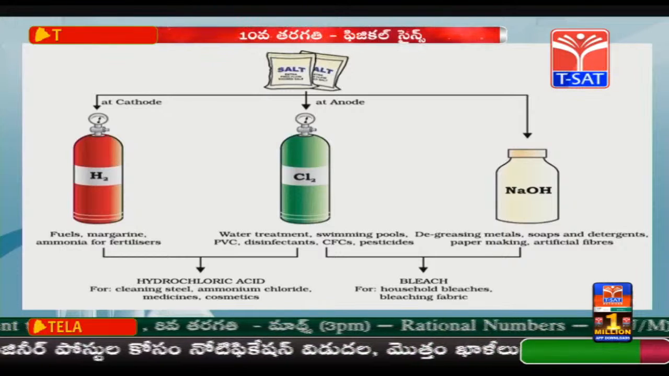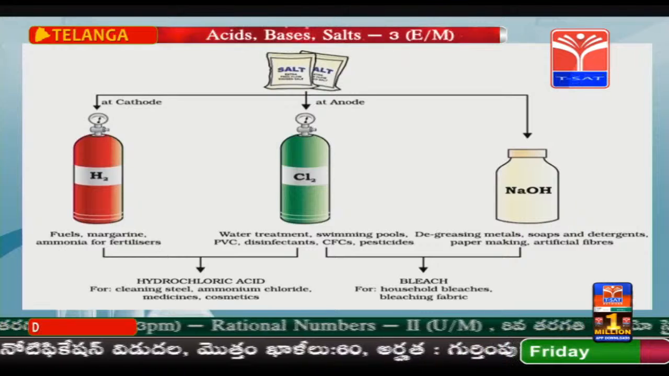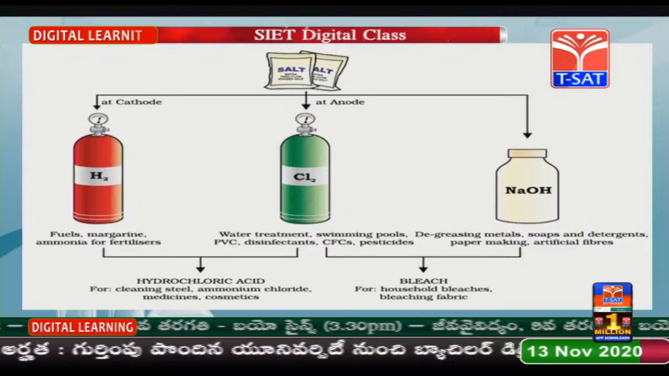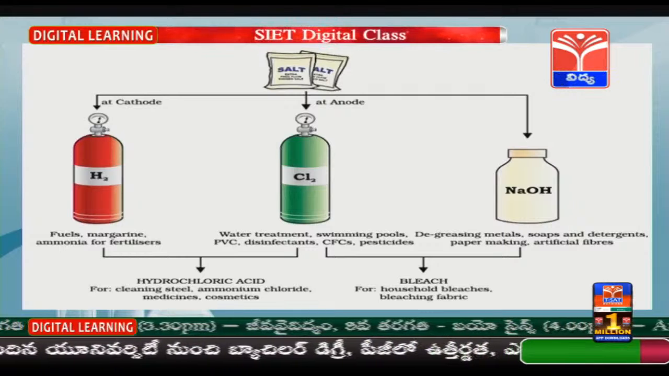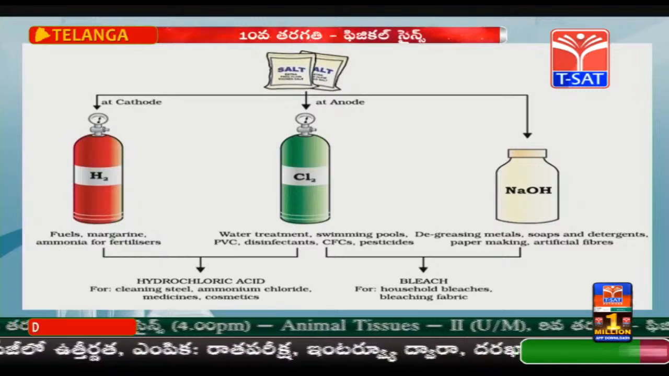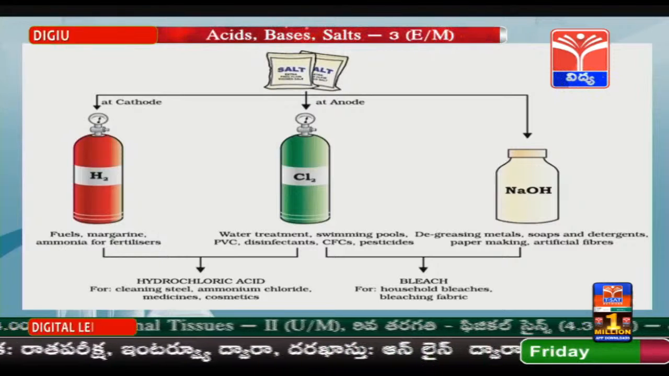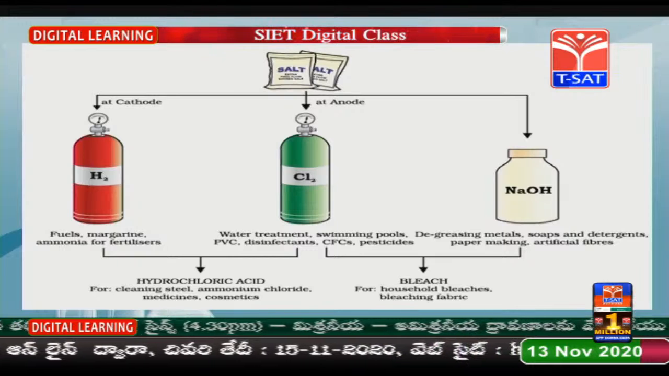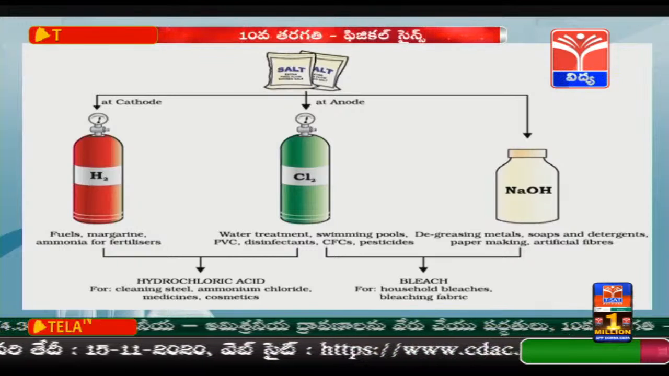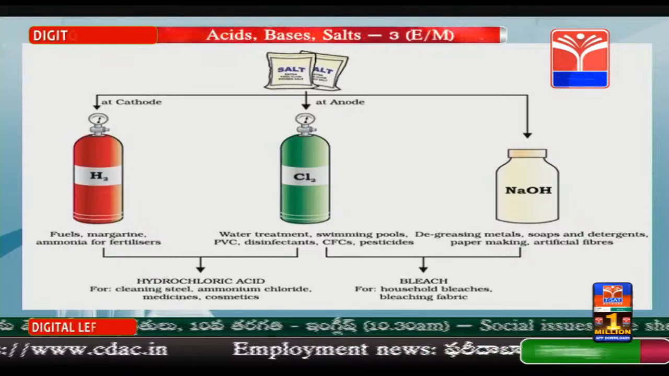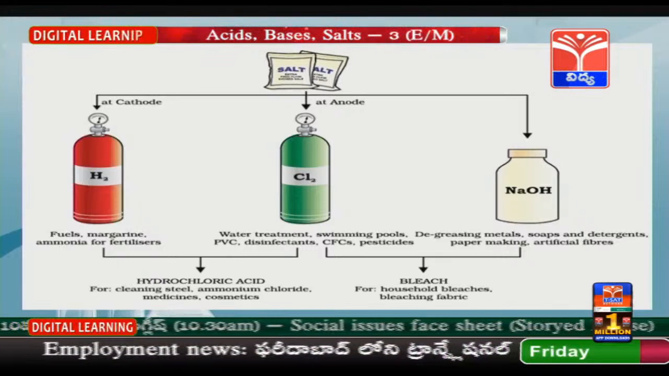This hydrogen gas we will use as fertilizers, and chlorine gas is used as a treatment for water by our municipality people. Whenever we mix hydrogen and chlorine, we get hydrochloric acid also. Now, sodium hydroxide solution is also used in the paper industry and in preparing artificial fibers. It is also used as a good bleaching agent.